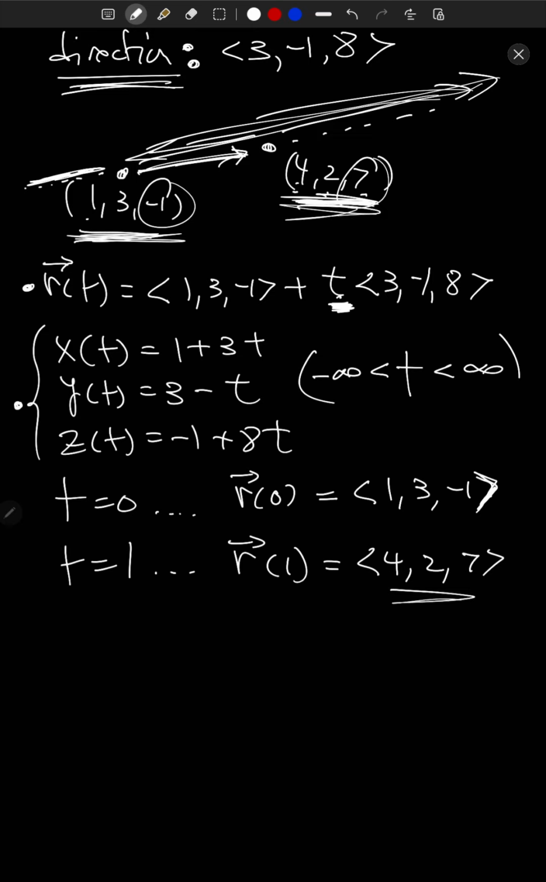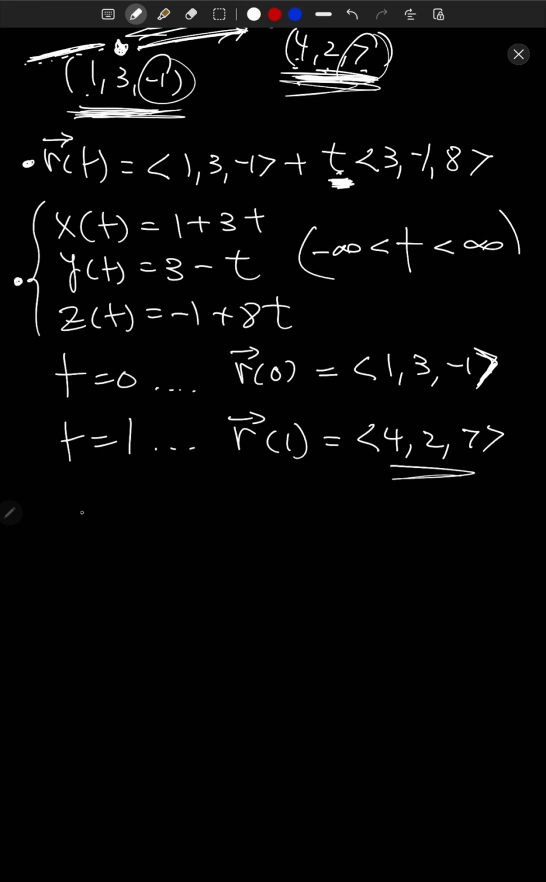So if we were interested, for example, in just a line segment from 1, 3, minus 1 to 4, 2, 7, then we could say that line segment is described by the same equation, or same two equations, if you want to talk about them both at once. But in that situation, we only care about t between 0 and 1.